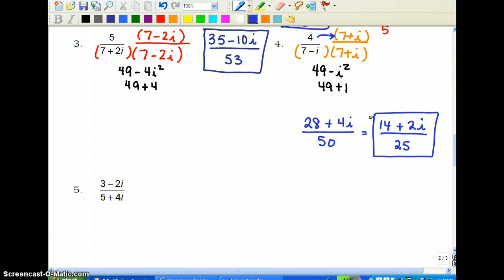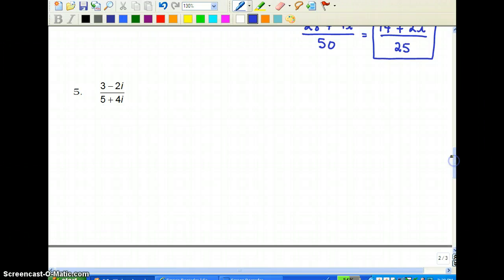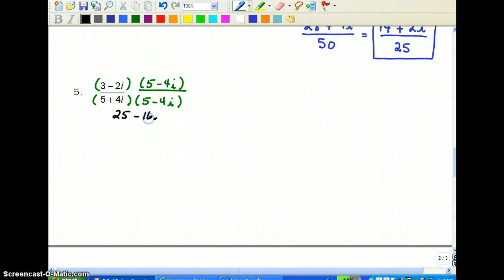And the only way that these get more complicated is to make the top of the fraction more complicated. So instead of distributing on the top, we'll have to use FOIL. So our conjugate is 5 minus 4i. So multiply on the top and on the bottom. I like to do the bottom first. It's easier. 5 times 5 is 25. 4i times 4i is negative 16i squared. So that's 25 plus 16, which is 41. So that's our denominator.